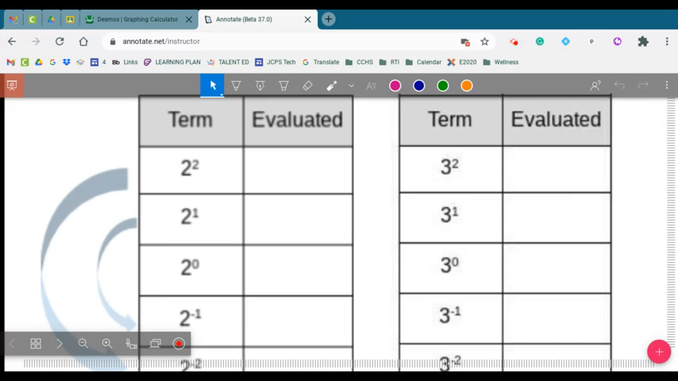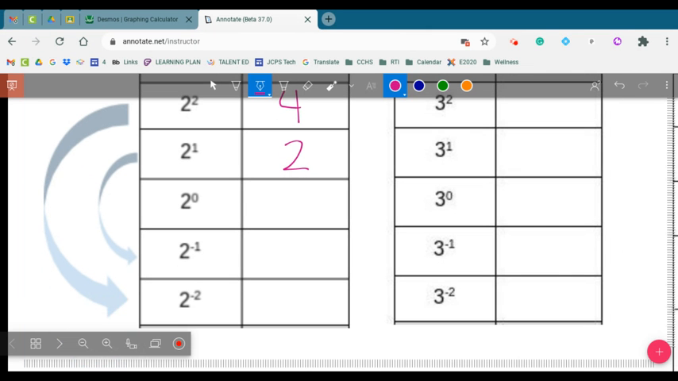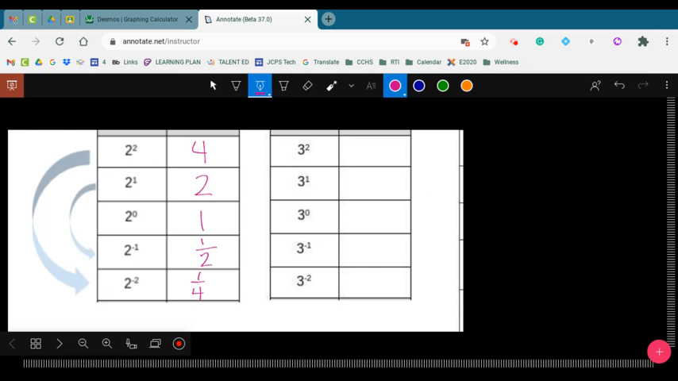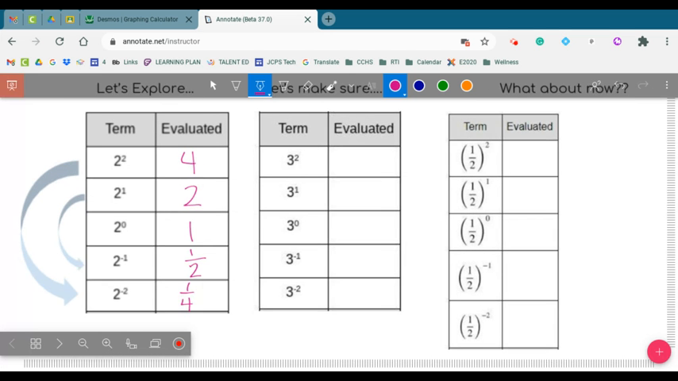So 2 squared is going to be 4. 2 to the first is going to be 2. 2 to the 0 is going to be 1. 2 to the negative 1 is going to be 1/2. And 2 to the negative 2 is going to be 1/4. So kind of think about what's happening there. So let's go over the next one.